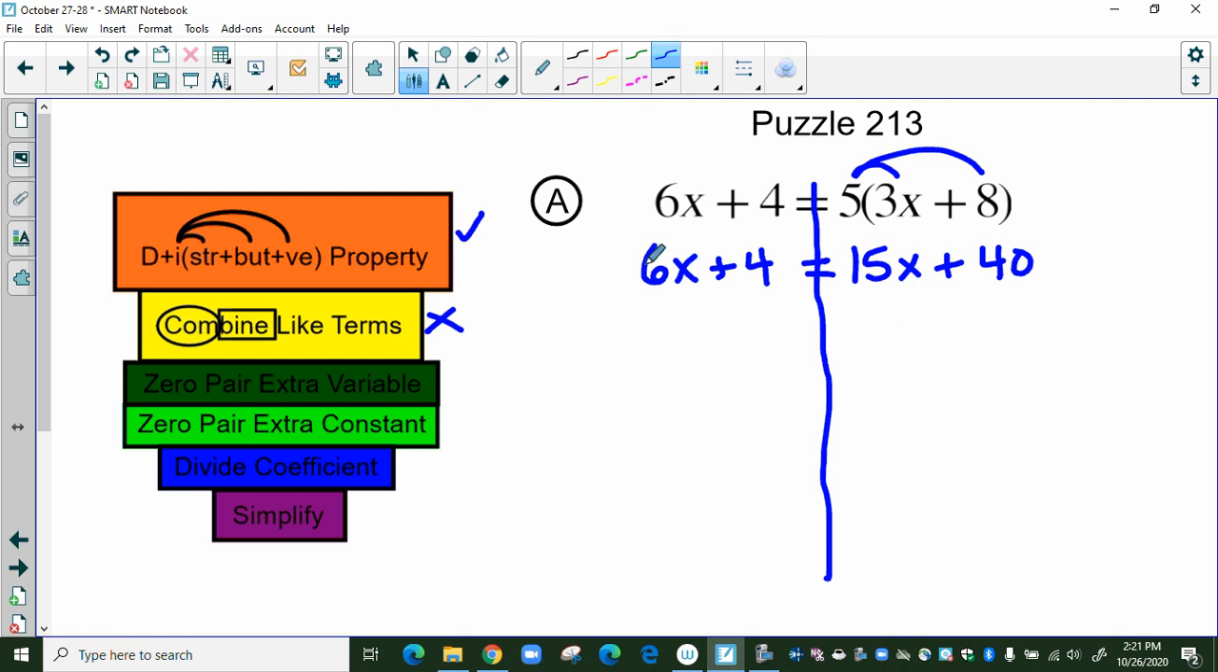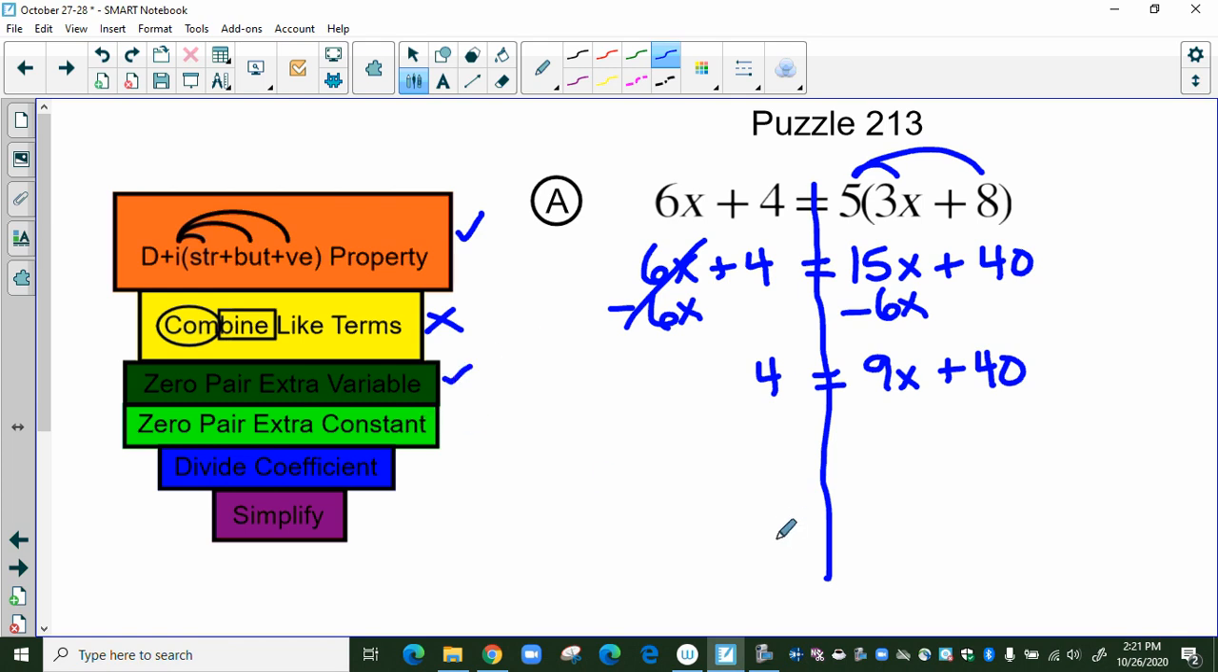I'm going to zero pair the 6 because it's the smaller one. So since that's a positive 6x, we're going to do minus 6x on both sides. There's your zero pair. Bring down your 4. 15x minus 6x is 9x. Bring down the plus 40.